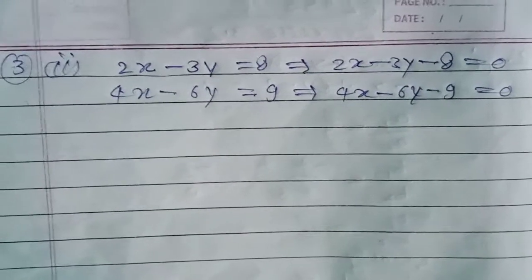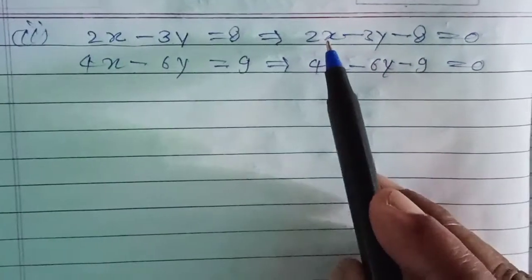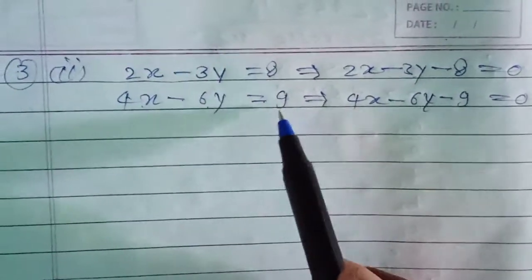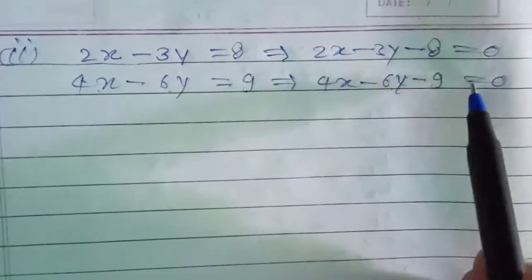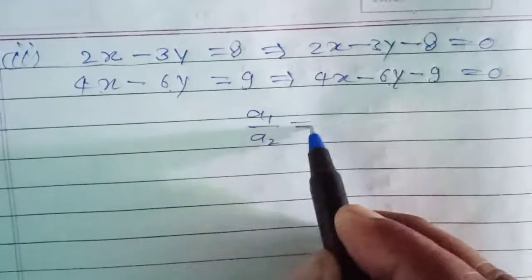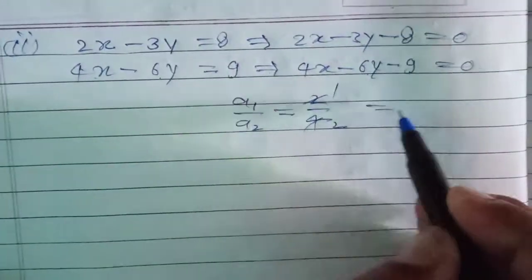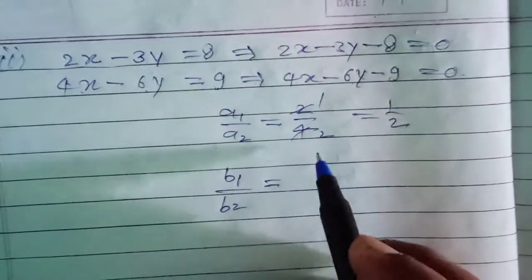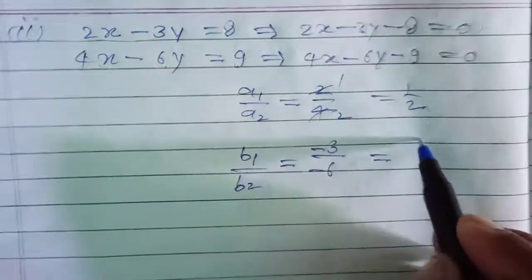Let us solve one more question of question number 3, the second one. 2x minus 3y is equal to 8 implies 2x minus 3y minus 8 is equal to 0. 4x minus 6y is equal to 9 implies 4x minus 6y minus 9 is equal to 0. Let us compare the ratios. a1 by a2 is equal to 2 by 4, which is 1 by 2. b1 by b2 is equal to minus 3 by minus 6, which is equal to 1 by 2.